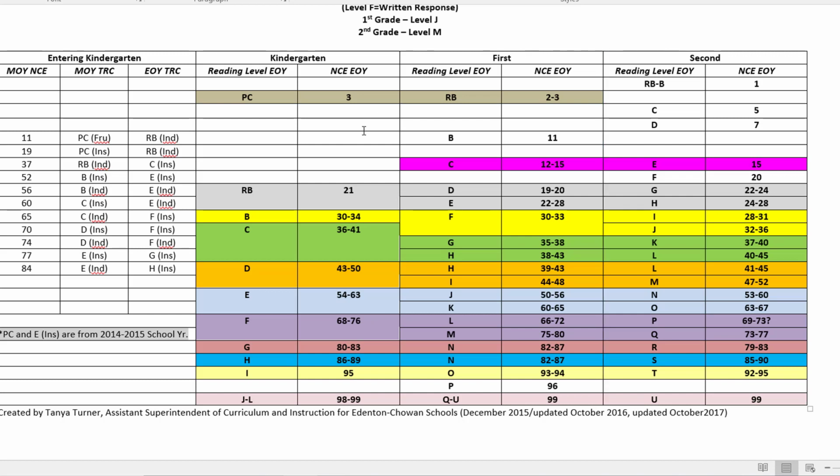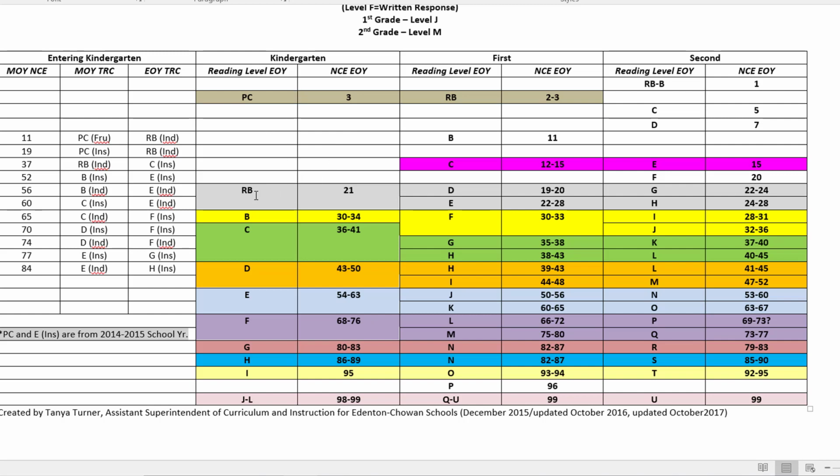Now my chart is based on end of year to end of year because that's when we get EVAAS. So actually this chart is probably expecting students to score even a little bit higher than what they would be scoring if you accounted for the summer slide. So let's look at kindergarten.